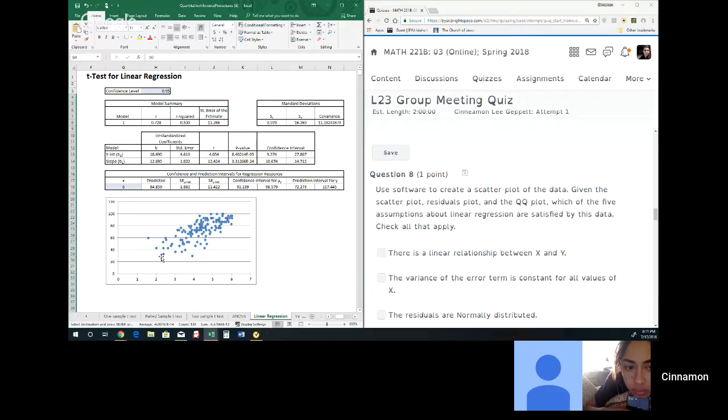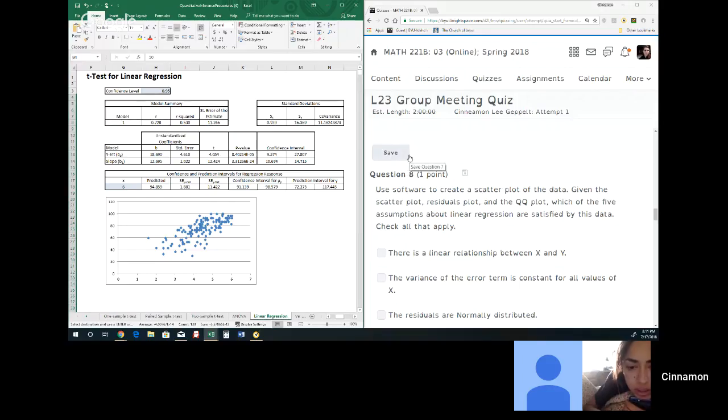Use the software. So this is the scatter, isn't it? That's a scatter plot, I think. And then when we put it on the QQ, isn't that... I don't know what the residuals plot is. Which of the 5 assumptions about linear regression? I think I have it written down somewhere.